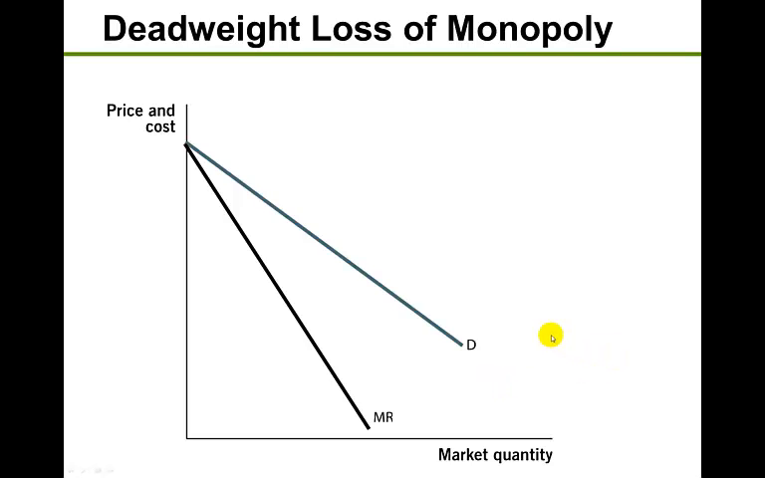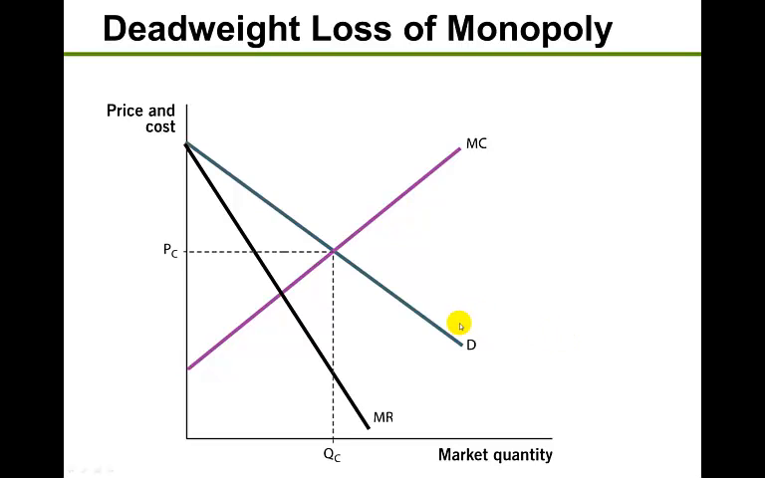And to see where the deadweight loss is, we're going to simplify our diagram a little bit and just have an upward sloping marginal cost curve. This is just going to make the deadweight loss easier to see. So again, this is our quantity and price that would have happened under perfect competition. This is our quantity and price that happens under the monopolist.